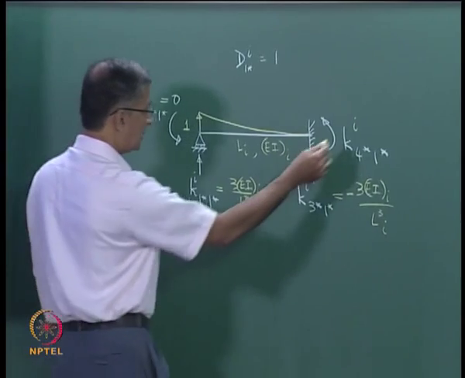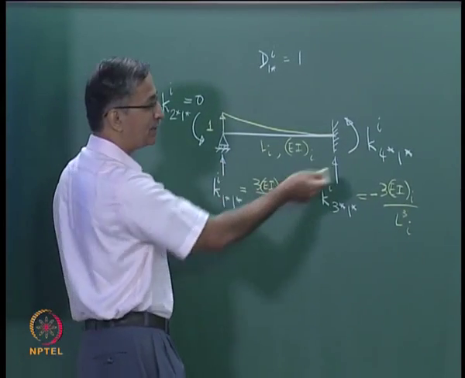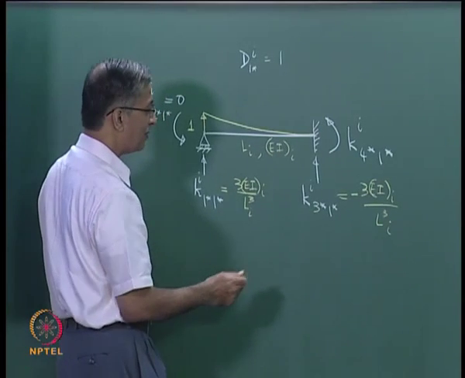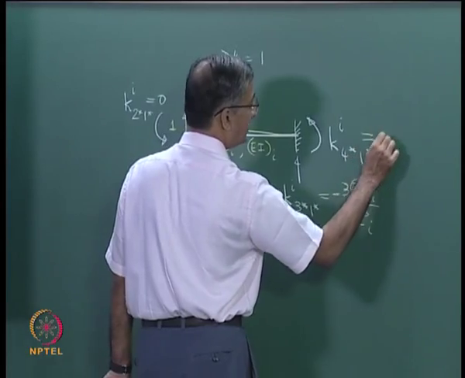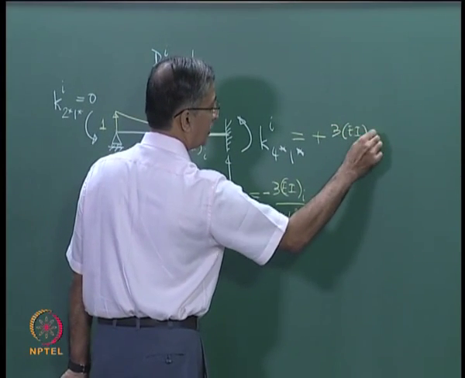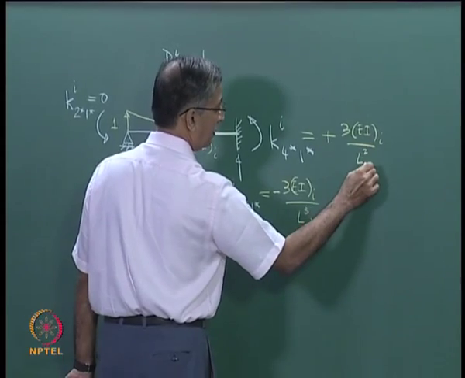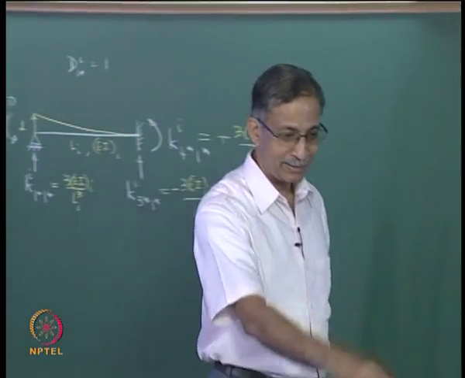And what will this be? This is a cantilever, what's the moment you get? Is it plus or minus? Plus. It will be plus. Plus EI by L square. So a little thinking and you can generate it. Clear? Does it match with what we've got on the screen?